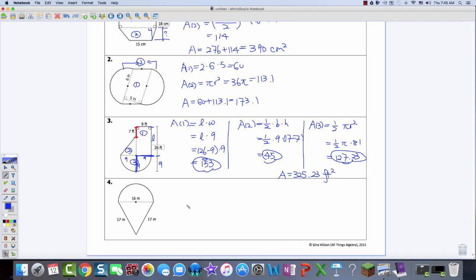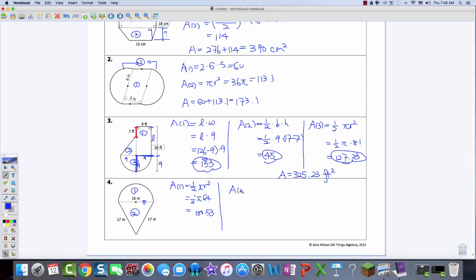Number 4, believe it or not, it's a lot easier than number 3. I have a triangle and I have a half circle again. So let's look at the half circle. I have a diameter of 16, which means my radius is 8. So half circle is pi r squared divided by half, right? So it becomes pi r squared is 64. So my final answer is 100.53. That's the first area.